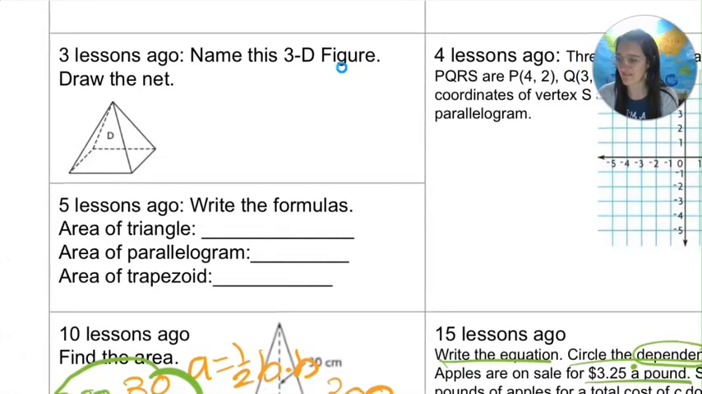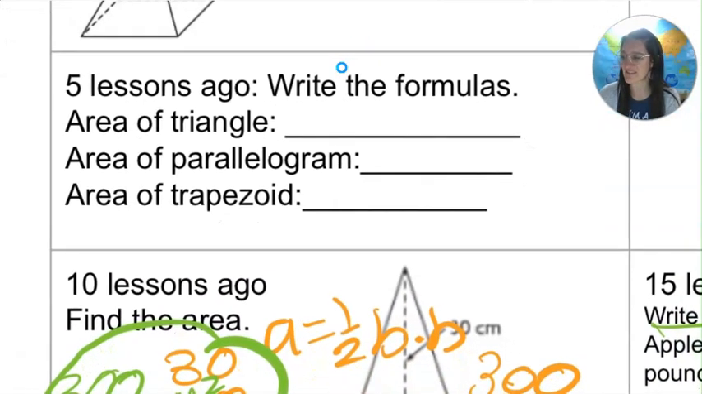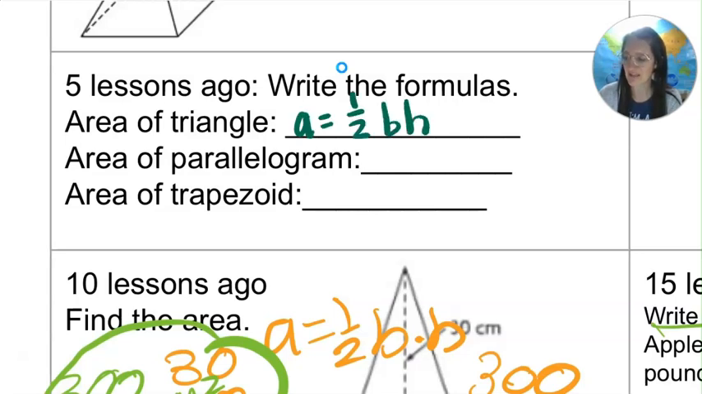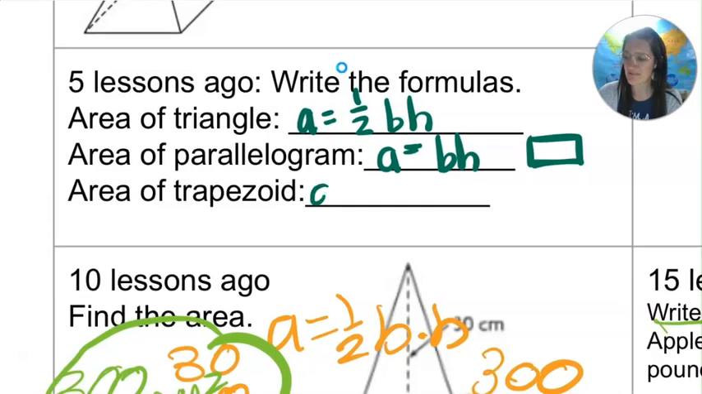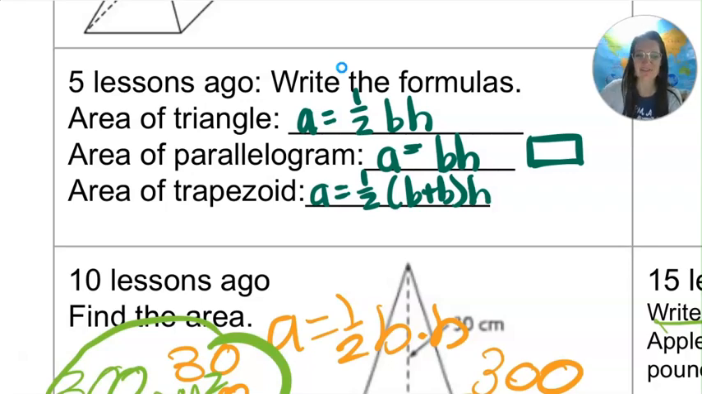Okay, let's go back to 5 lessons ago. Write the formulas. This is a good thing to do. Triangles, 1/2 base times height. Parallelogram, if it's just a parallelogram, we just need to go base times height. Trapezoid is 1/2 base plus base times height. It's good to do that, right? Keep those fresh in our mind.